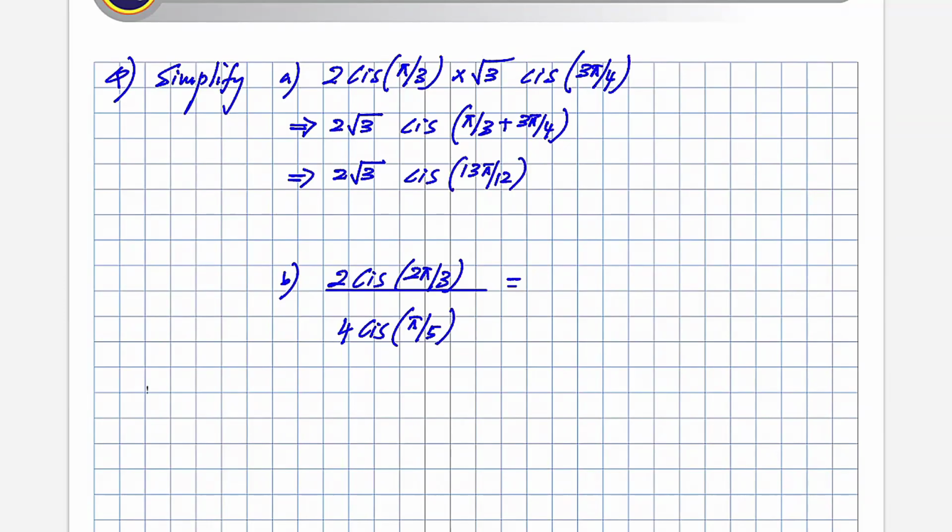Okay. What about this guy? Half cis 2 pi divided by 3 minus pi divided by 5. How much is that? 7 pi over. Good.